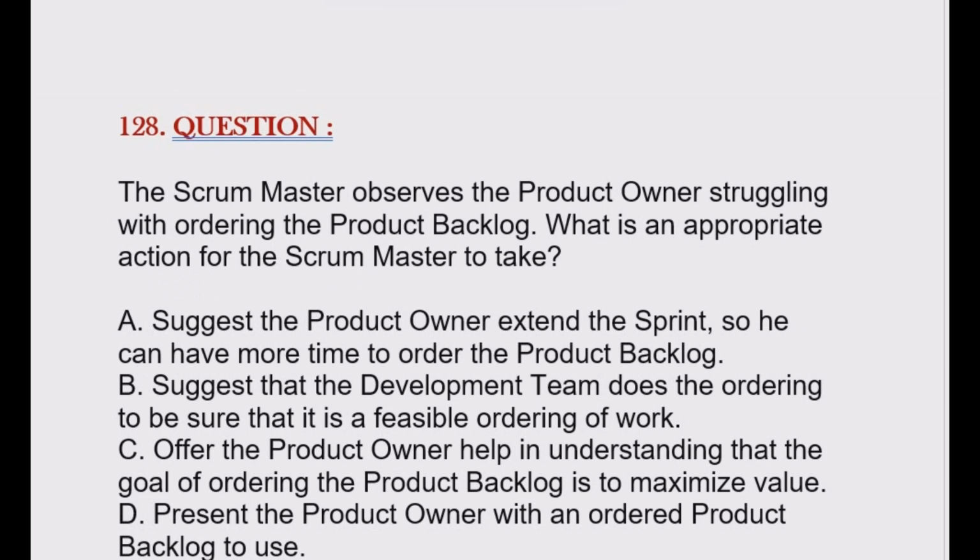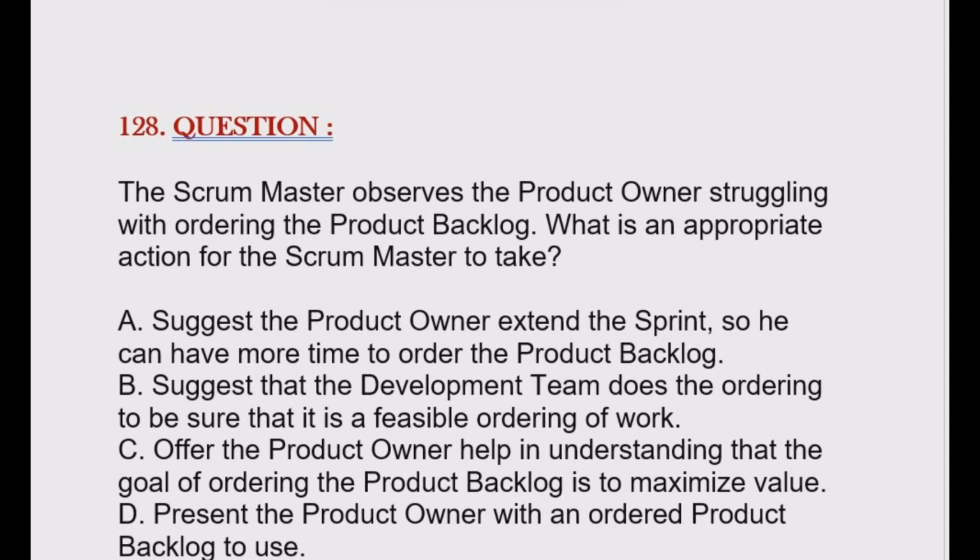Question is the Scrum Master observes the product owner struggling with ordering the product backlog. What is an appropriate action for the Scrum Master to take? Option A, suggests the product owner extend the sprint so he can have more time to order the product backlog. Option B, suggests that the development team does the ordering to be sure that it is a feasible ordering of work.